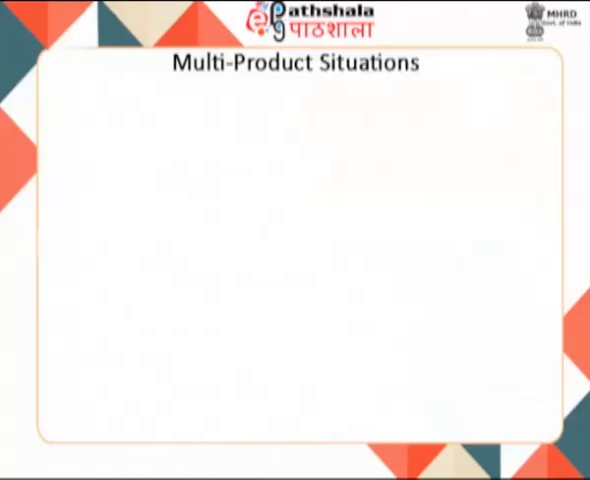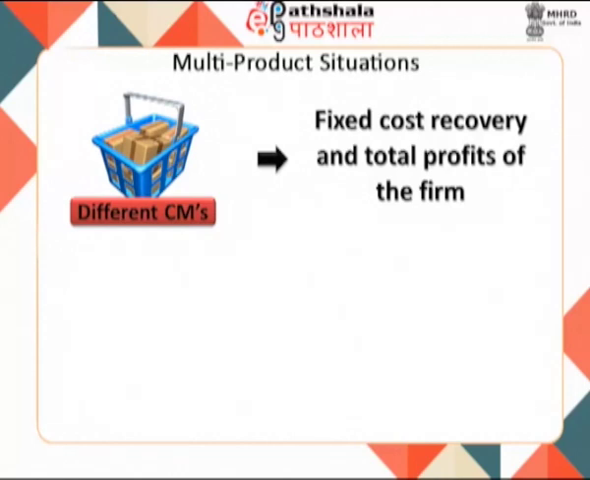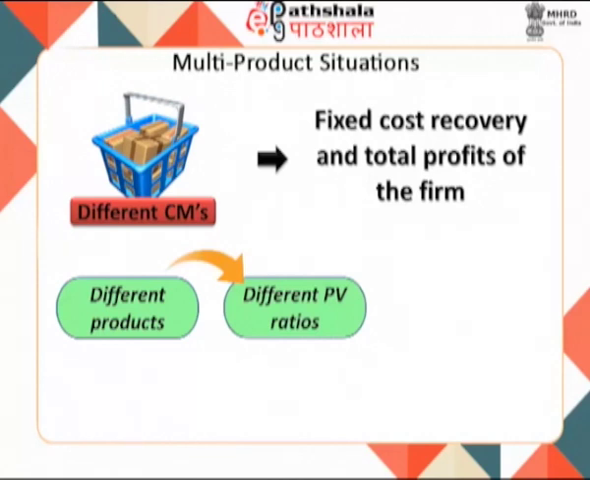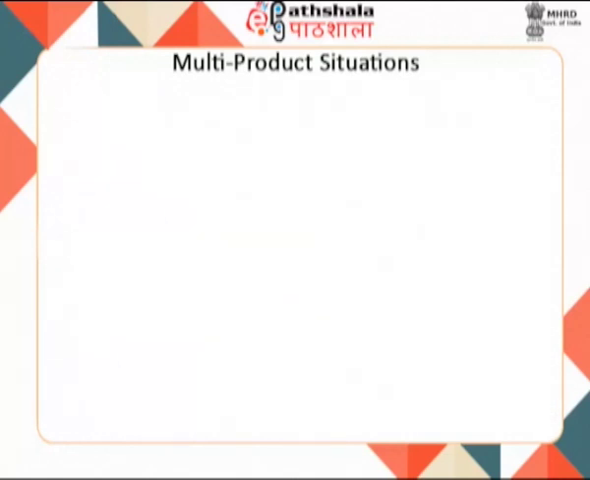Multi-product situations. When there are multiple products with different contribution margins, the mix of the product has a direct effect on the fixed cost recovery and the total profits of the firm. Different products have different PV ratios because of different selling prices and variable costs. Some products make larger contribution to fixed cost recovery and profits than others. The total profits depend to some extent upon the proportions in which the products are sold.